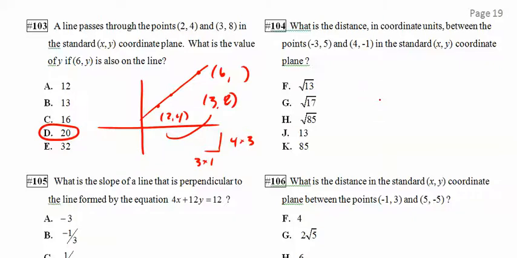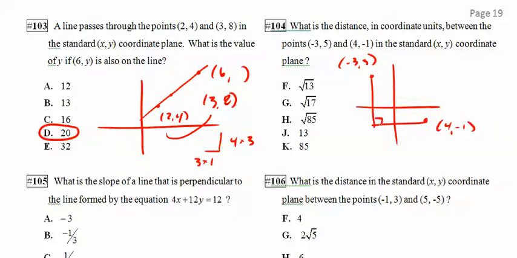But again, I am going to say -3, 5, 4, -1. How far over? How far up? -3 over to 4 is 7. 5 down to -1 is 6. Now I'm just looking at square root of 6 squared plus 7 squared, which is the square root of 85.